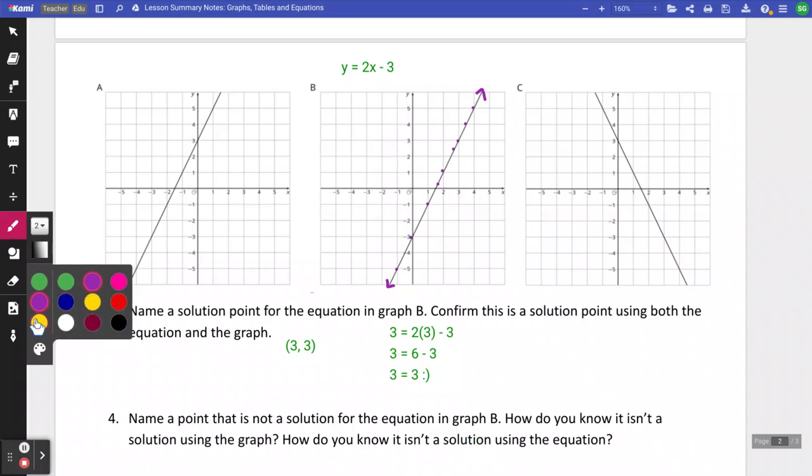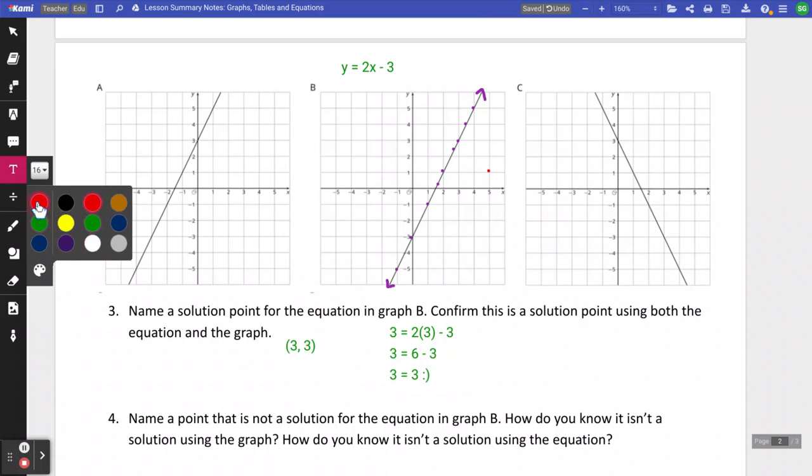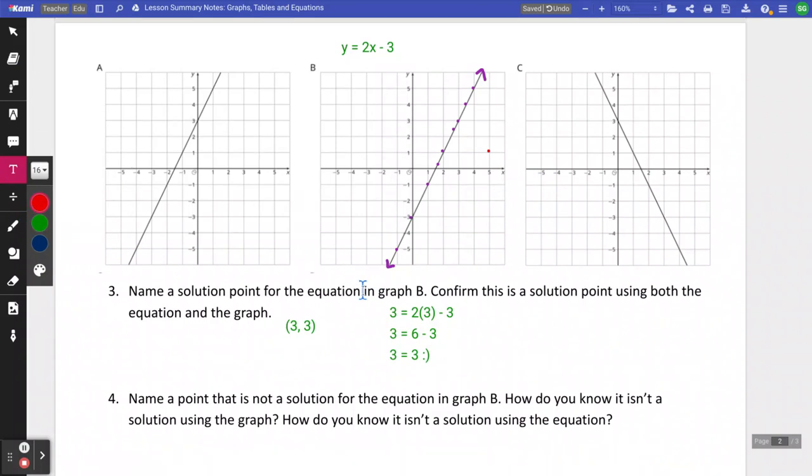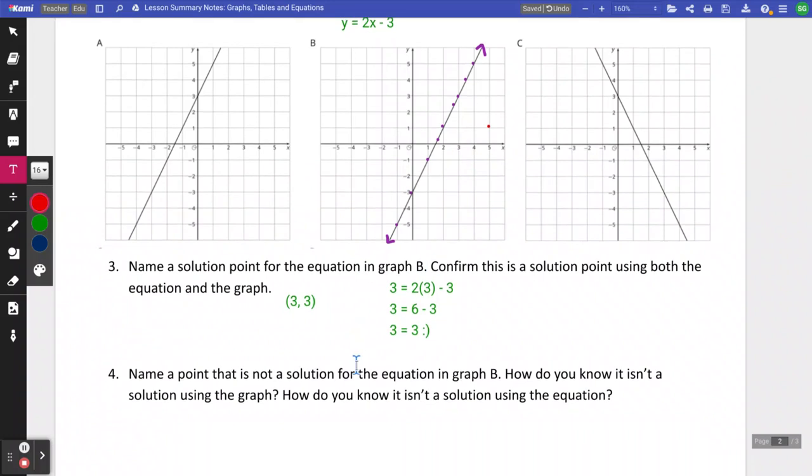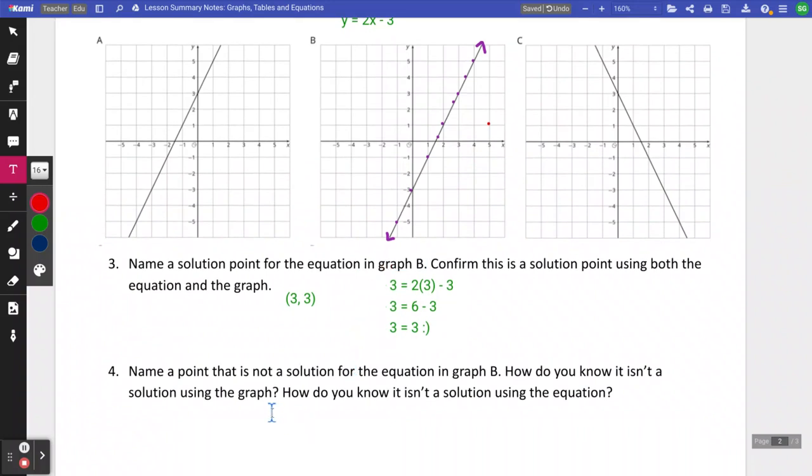So for example, I'm going to use red. When I look at my graph, I see the point (5, 1). That point is not on the line, so I'm anticipating that not being a solution point. I could check that by using substitution, but this time, since I don't want it to be a solution, I don't want it to satisfy the equation. I don't want it to work out.